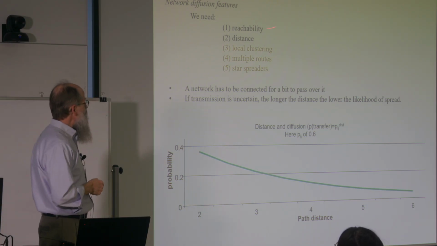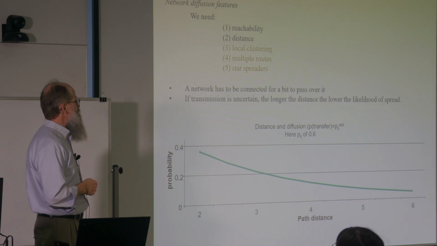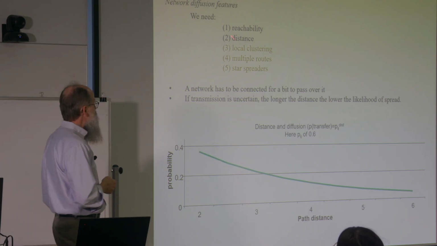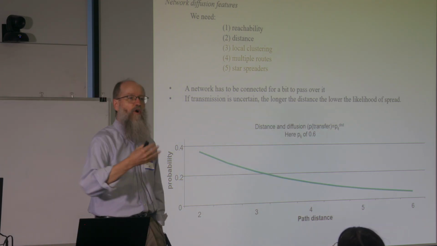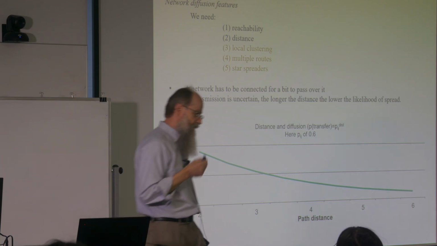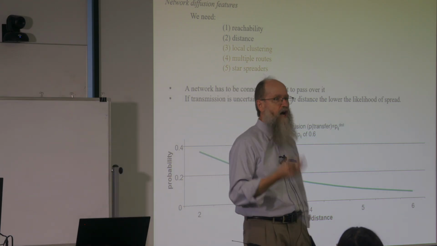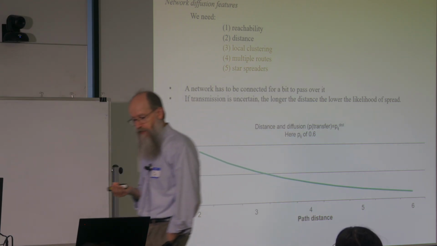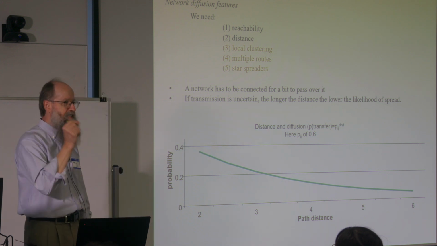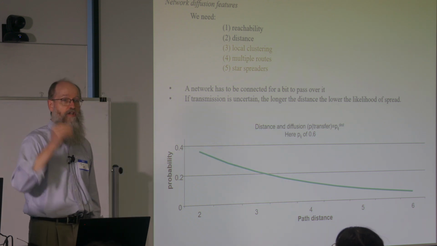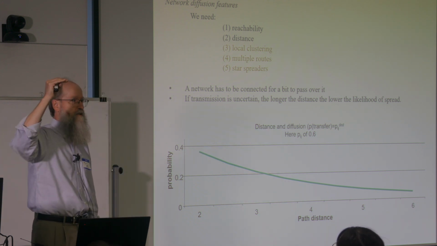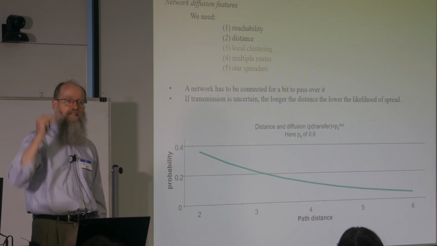So reachability is just a simple binary. Is it possible for one person to reach another? Distance is how much work do I have to do to get there? And this is a necessary feature because transmission is not certain. If you think about that little example I just showed you in the simulation, the same exact set of parameters generated nobody sick and everybody sick. And so the probability there is highly variable.